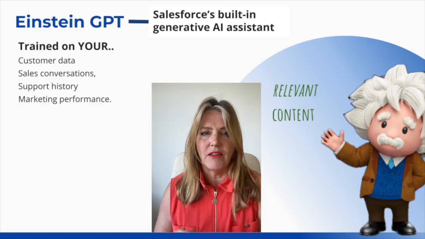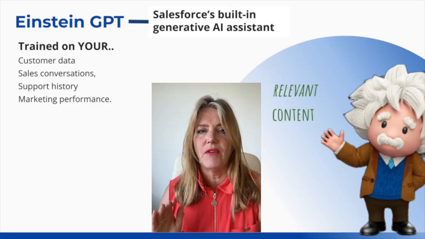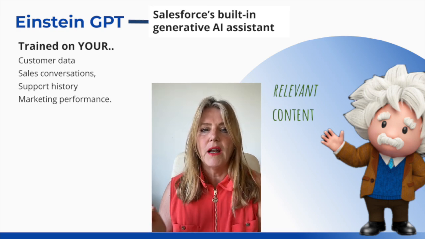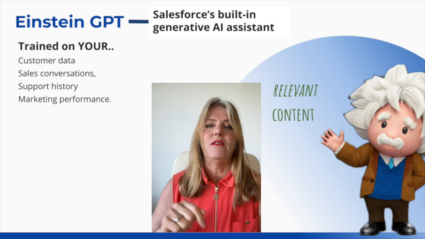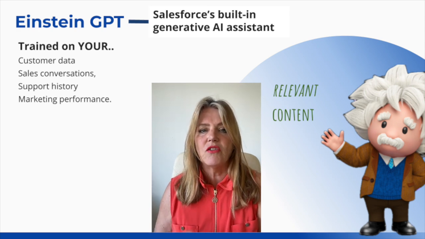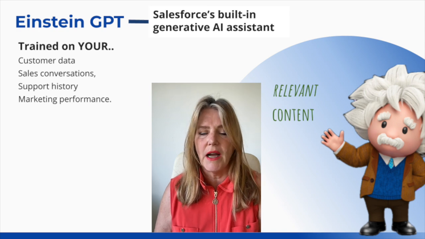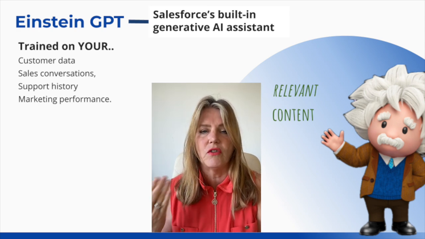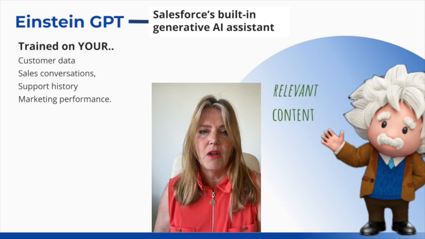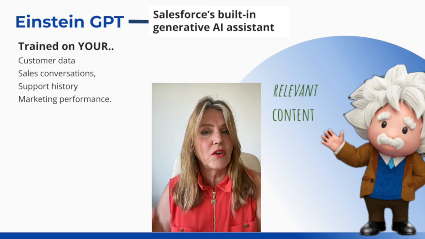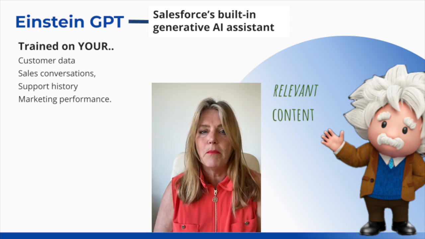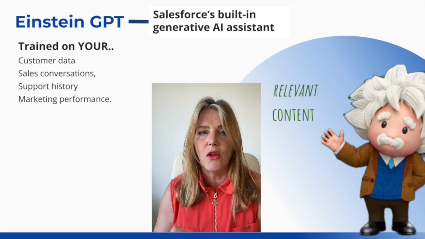Einstein GPT is Salesforce's built-in generative AI assistant. It brings the intelligence of models like ChatGPT directly into your CRM. But it's not just a general purpose AI. It's trained on your customer data, your sales conversations, support history, and marketing performance. And what that means is it doesn't just generate content. It generates relevant content based on your real context.